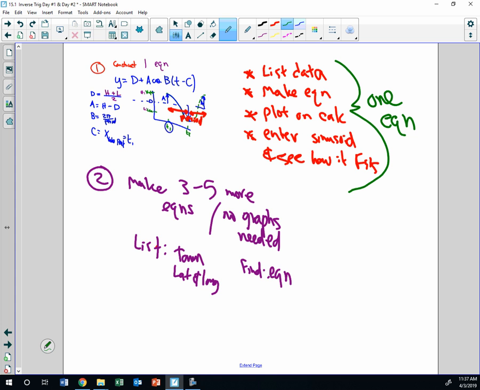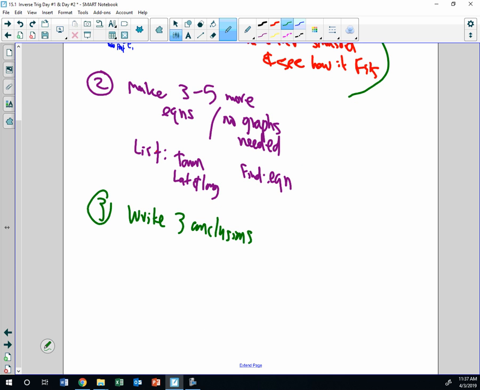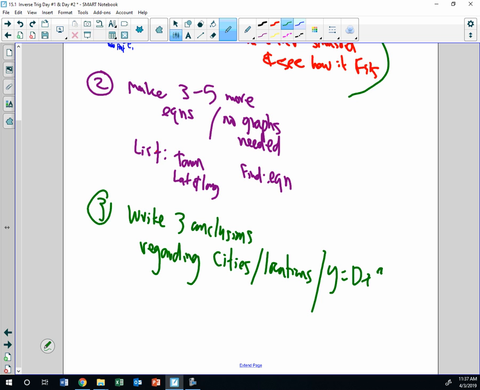And then the third part, so you've done a total of 4 to 6 of these. Then I want you to write 3 conclusions regarding cities or towns, locations, and y equals d plus a cosine b t minus c.